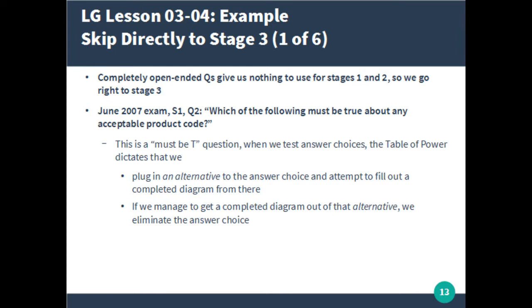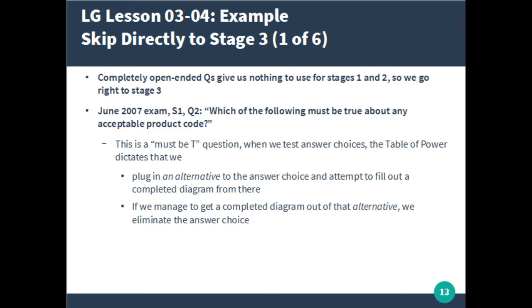So in the June 2007 exam, section 1, question 2, which one of the following must be true about any acceptable product code? This is open-ended. This is a must-be-true question, but it's open-ended. It doesn't give us any extra hint. It doesn't talk to us like question 1 did, and it didn't tell us that one of our entities has to go in one of the slots they specify. There's no such information. That makes this an open-ended question.